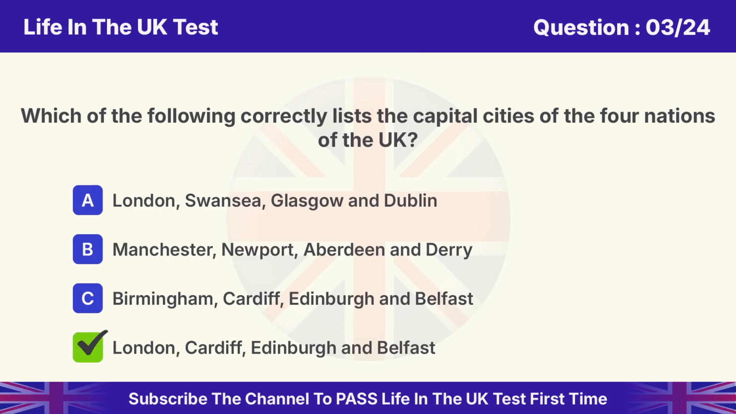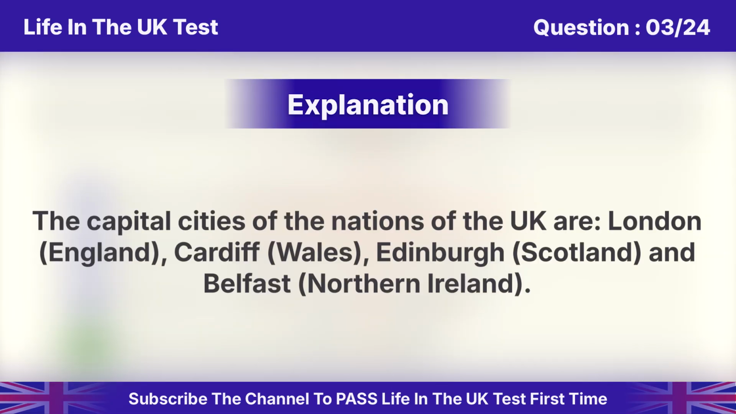Answer is D. London, Cardiff, Edinburgh and Belfast. The capital cities of the nations of the UK are London, England, Cardiff, Wales, Edinburgh, Scotland and Belfast, Northern Ireland.